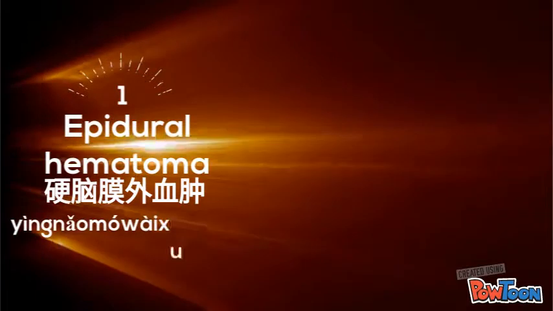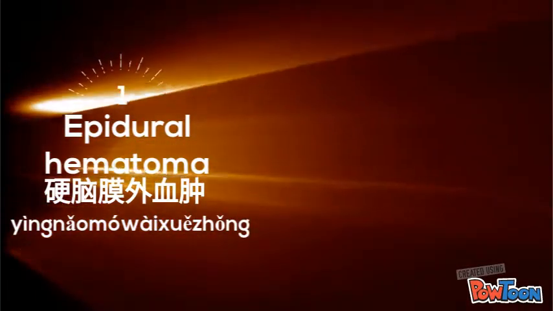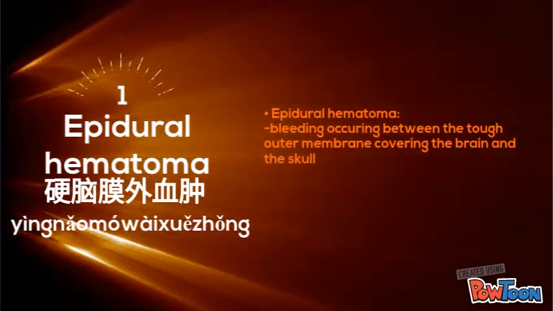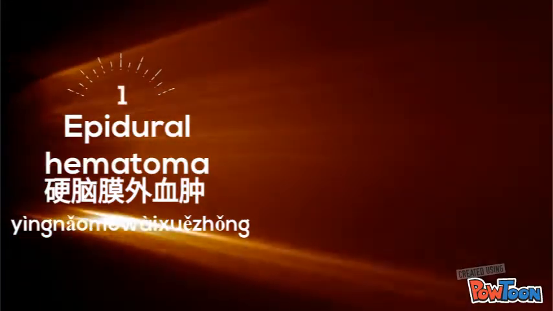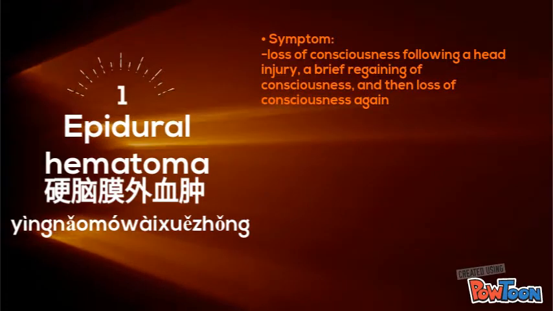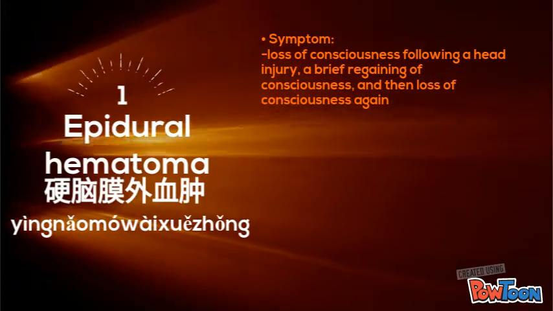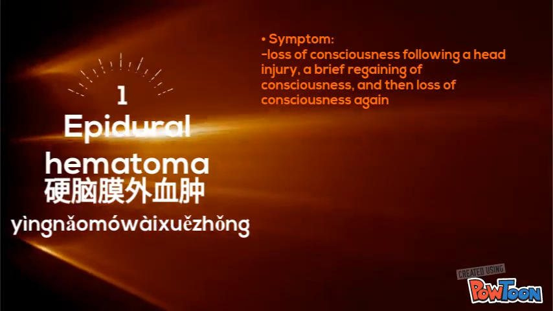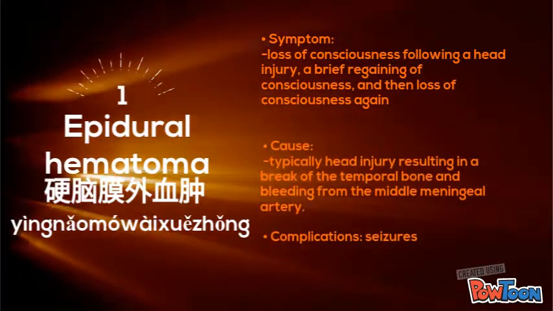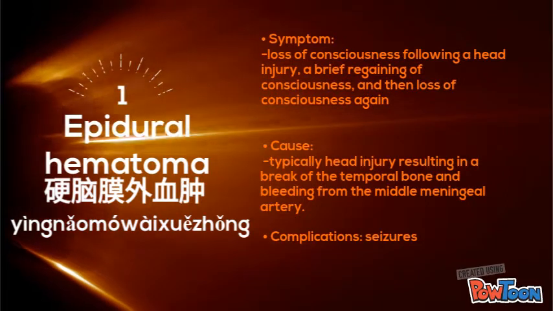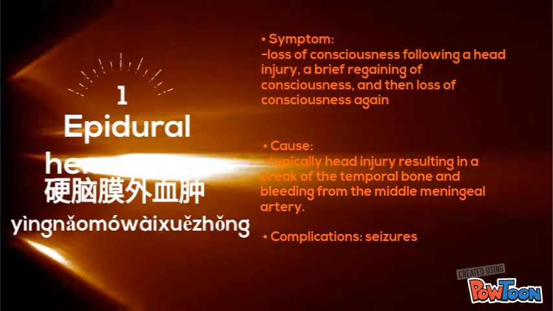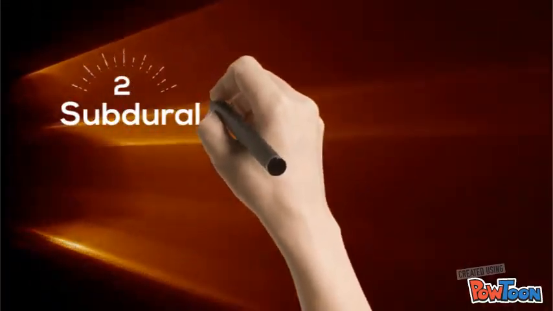Epidural hematoma, 硬脑膜外血肿. Epidural hematoma is when bleeding occurs between the tough outer membrane covering the brain and the skull. Often there is loss of consciousness following a head injury, a brief regaining of consciousness, and then loss of consciousness again. The cause is typically head injury that results in a break of the temporal bone and bleeding from the middle meningeal artery.